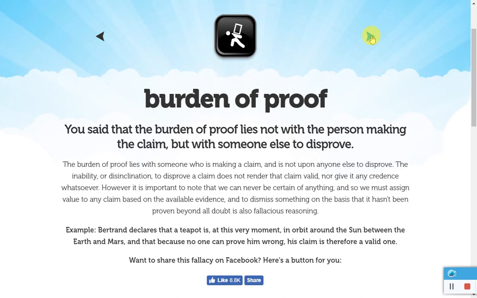The inability or disinclination to disprove a claim does not render that claim valid, nor give it any credence whatsoever. However, it is important to note that we can never be certain of anything, and so we must assign value to any claim based on the available evidence, and to dismiss something on the basis that it hasn't been proven beyond all doubt is also fallacious reasoning. Example, Bertrand declares that a teapot is, at this very moment, in orbit around the sun between the Earth and Mars, and that because no one can prove him wrong, his claim is therefore a valid one.